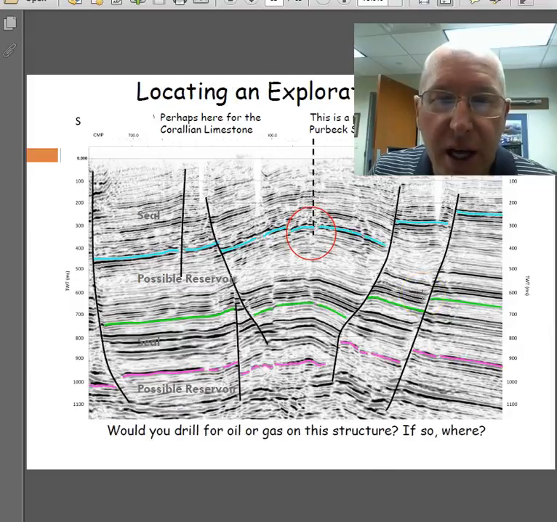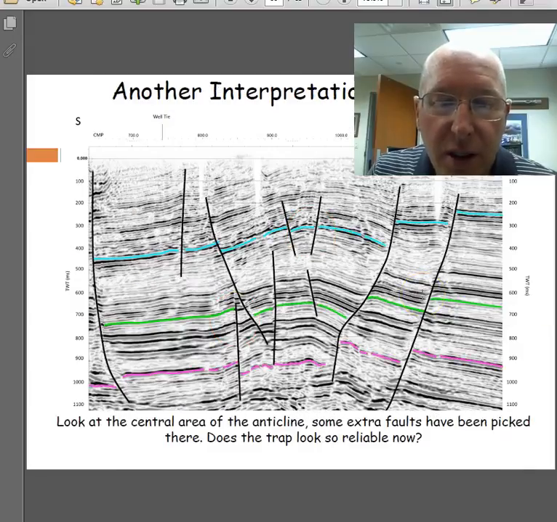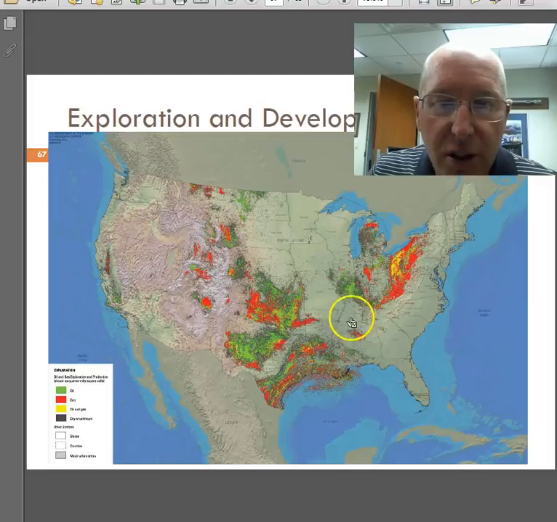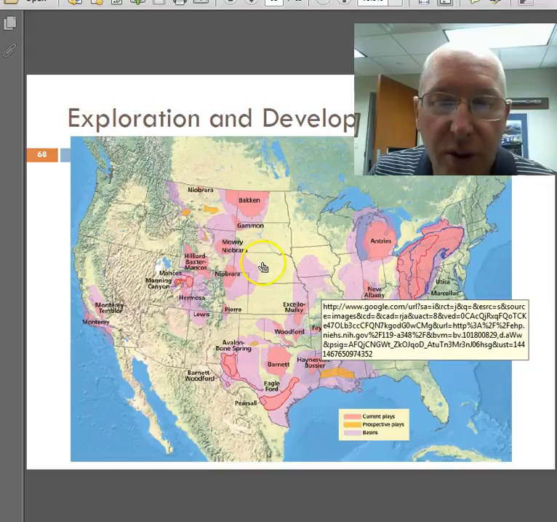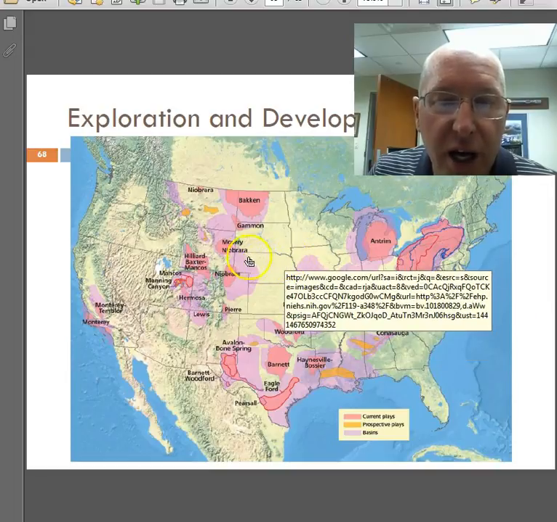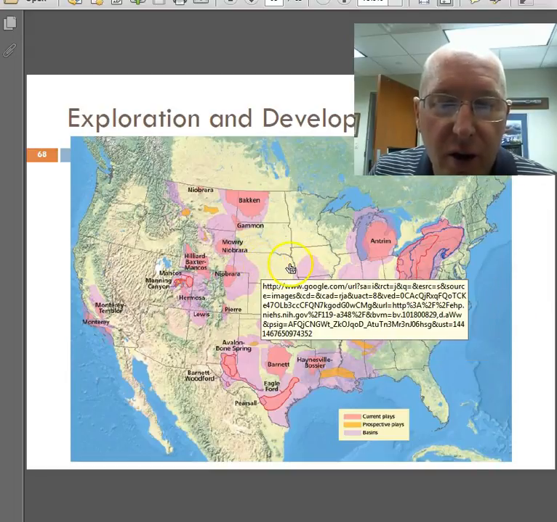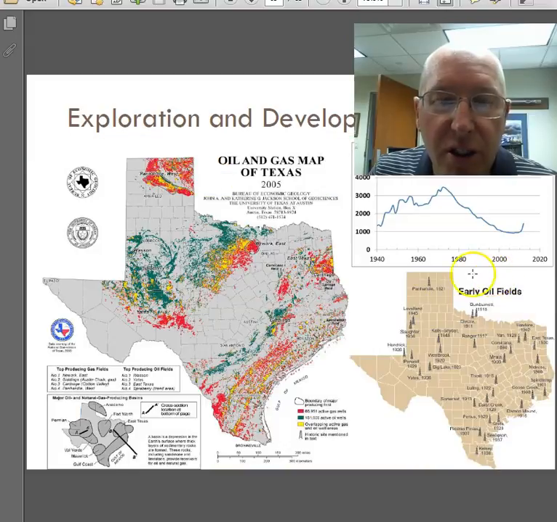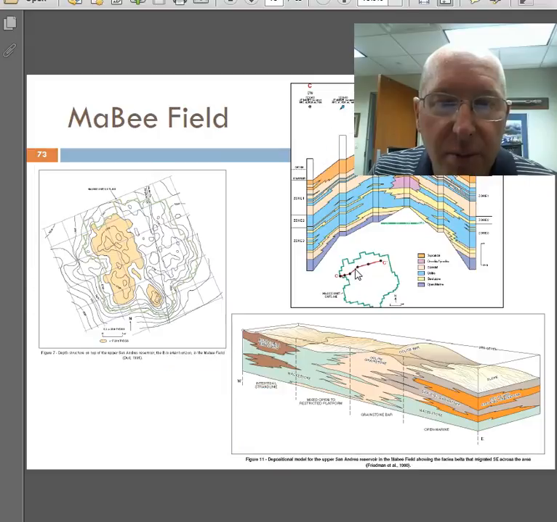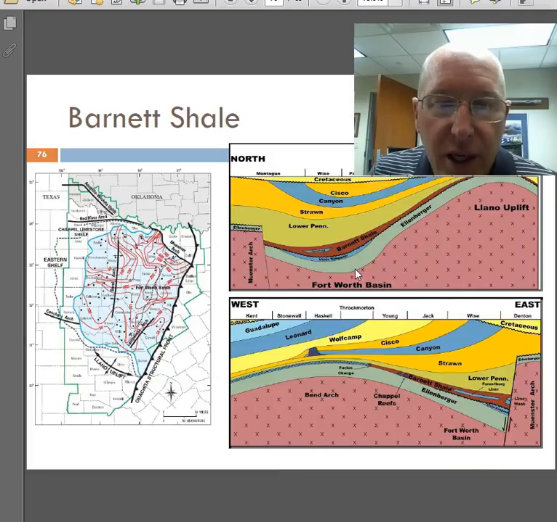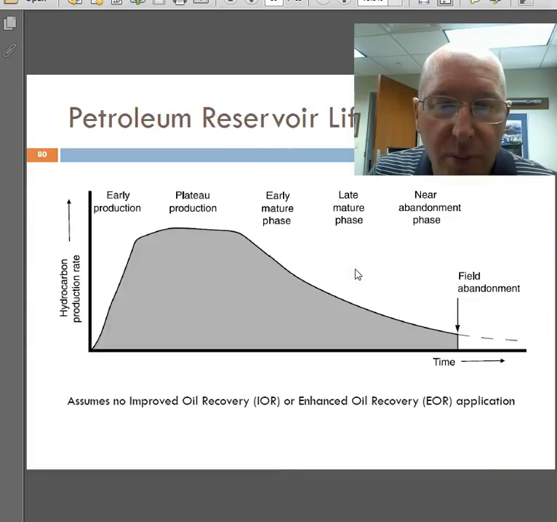Nothing in there obviously about the logs. Interesting map, but I hope you're already familiar with it. You should already be familiar with this map as well. If you're not, this is a nice way to augment the map that I had in our presentation. We tried to look at some stuff in Texas, the Maybe Field, nothing specifically, nor on the Barnett Shale.